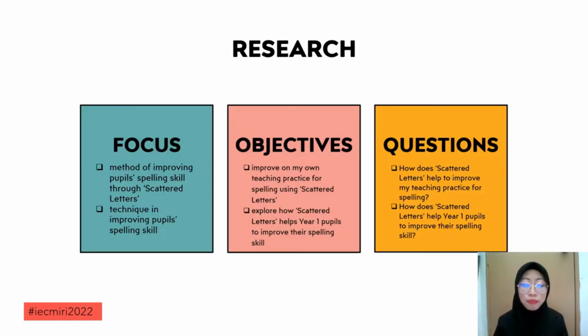Now, based on the problem identified, I decided to carry out an action to lessen my pupils' errors in their spelling. Two focuses were selected in this research that consisted of the method of improving pupils' spelling skill through scattered letters and the technique in improving pupils' spelling skill. I identified two research objectives for this research in relation to the research focus. I aim to improve on my own teaching practice for spelling using scattered letters and explore how scattered letters help young pupils to improve their spelling skill.